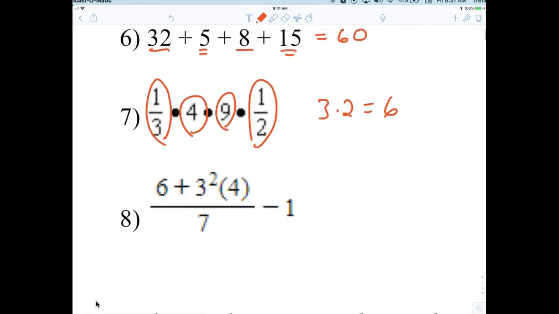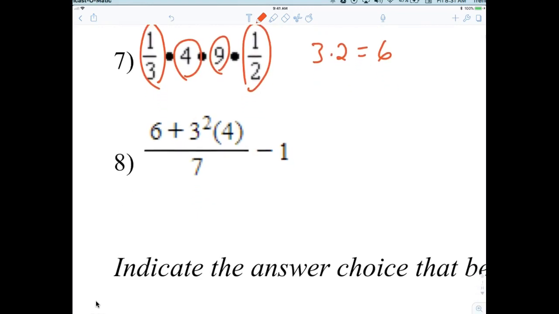All right, now for question number 8. I have to do 3 squared first, and then times 4. 3 squared is 9, times 4 is 36, plus 6, so really I just have 42 divided by 7 minus 1, which is the same as 6 minus 1, which is the same as 5.